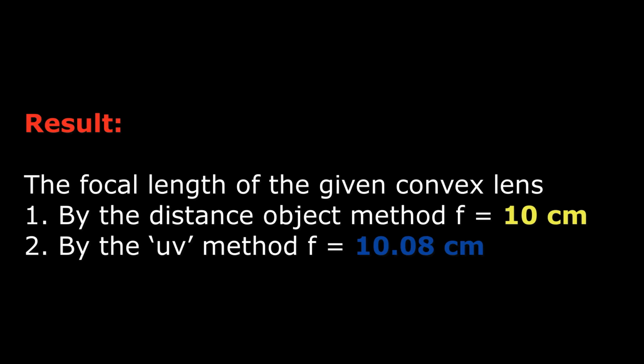Now we will move on to the result of the experiment. What we have found is the focal length of the given convex lens by distance object method is 10 centimeter and then by UV method is 10.08 centimeter. Thank you.